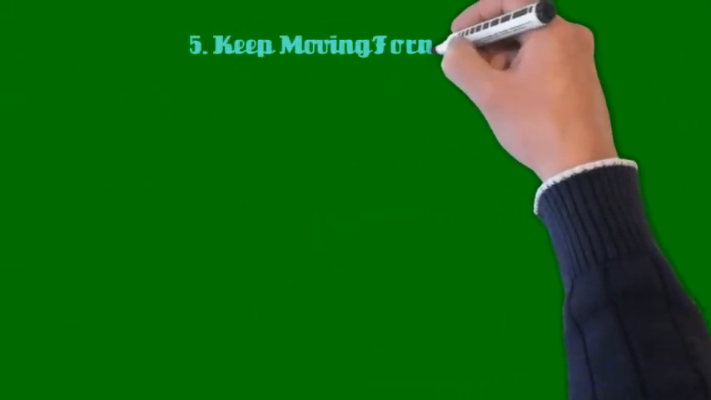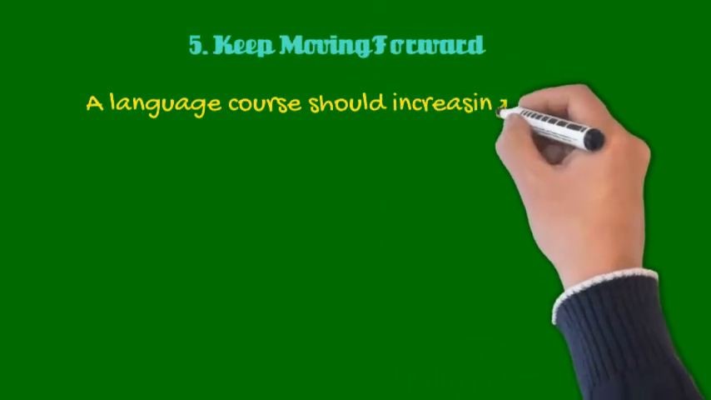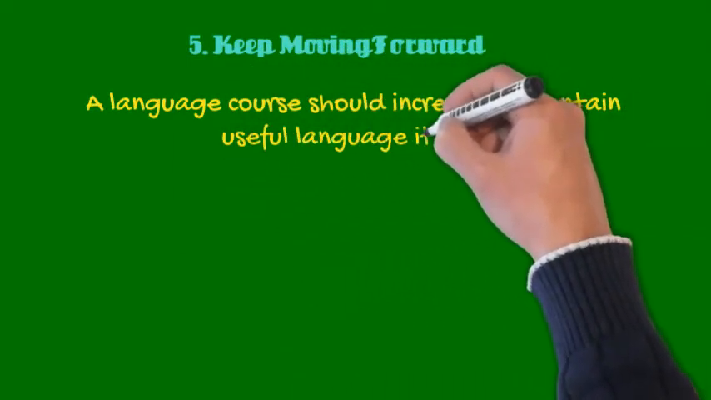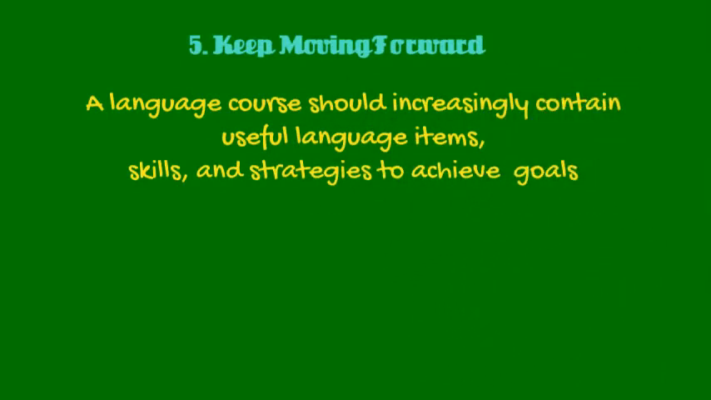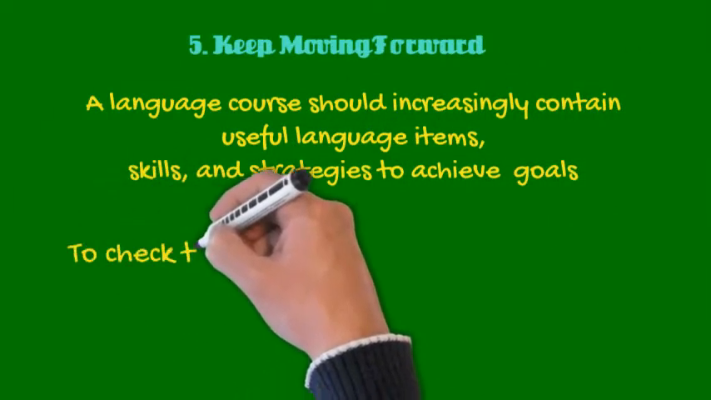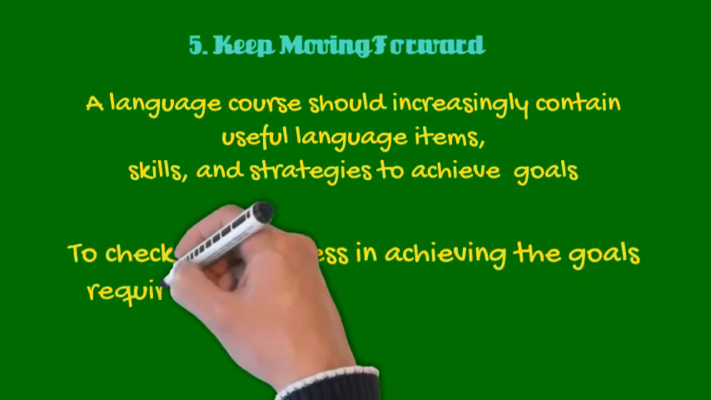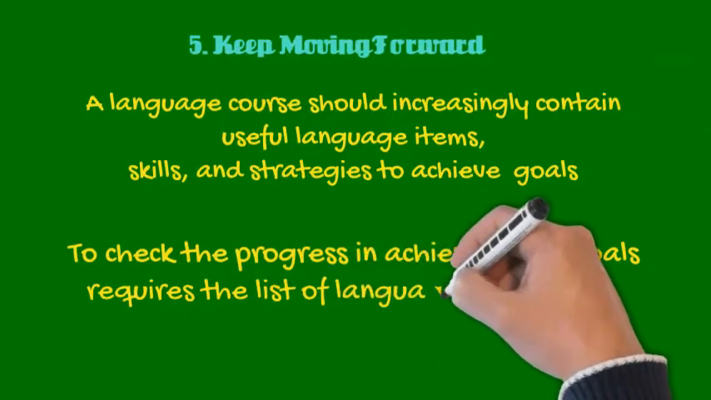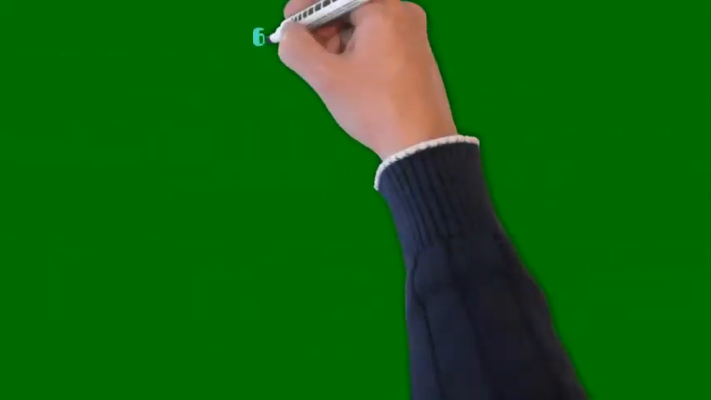Principle number 5 is keep moving forward. A language course should increasingly contain useful language items, skills, and strategies to achieve the goal. To check the progress in achieving the goals, it requires a list of language items, skills, and strategies.